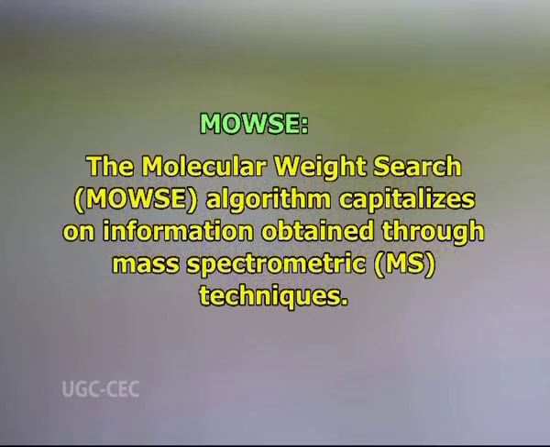Number 3. MOUSE. The molecular weight search, that is MOUSE algorithm, capitalizes on information obtained through mass spectrometric techniques, that is MS techniques. With the use of both the molecular weights of intact proteins and those resulting from digestion of the same proteins with specific proteases, an unknown protein can be unambiguously identified given the results of several experimental determinations.